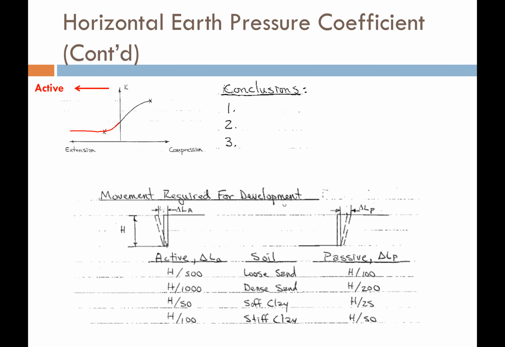So at this point right there, that's a failure condition, and we call that the active condition or the active failure condition. It means that we've developed the shear plane in the soil, and that earth pressure coefficient cannot be reduced any more than it already is.